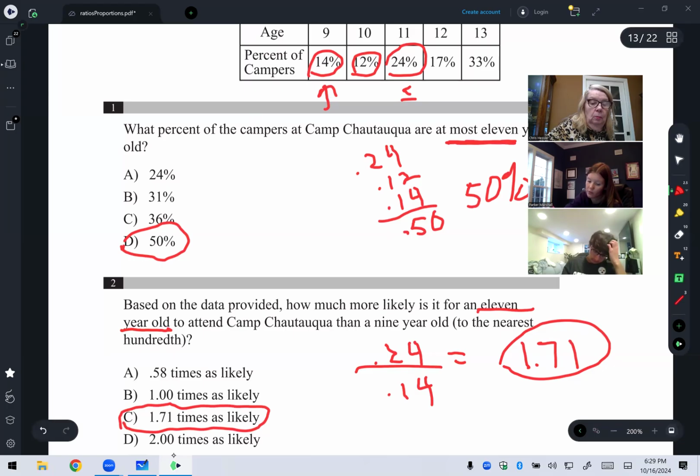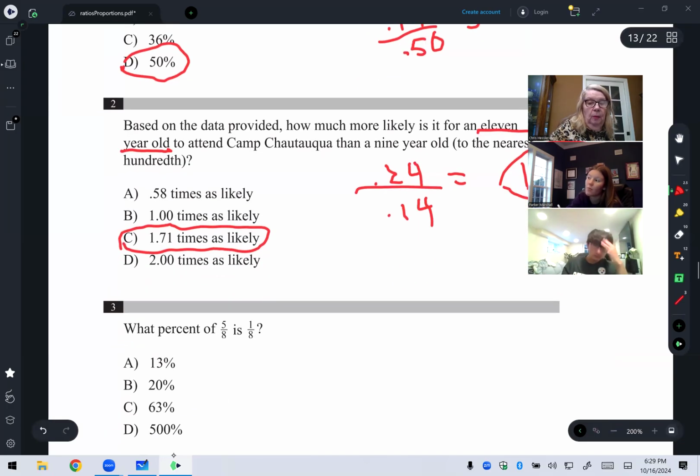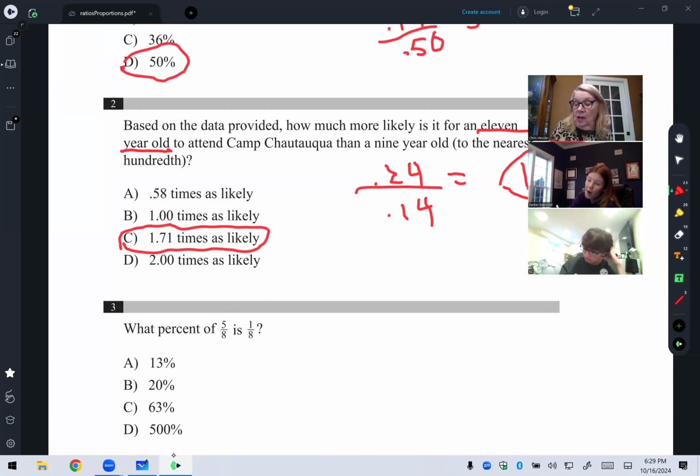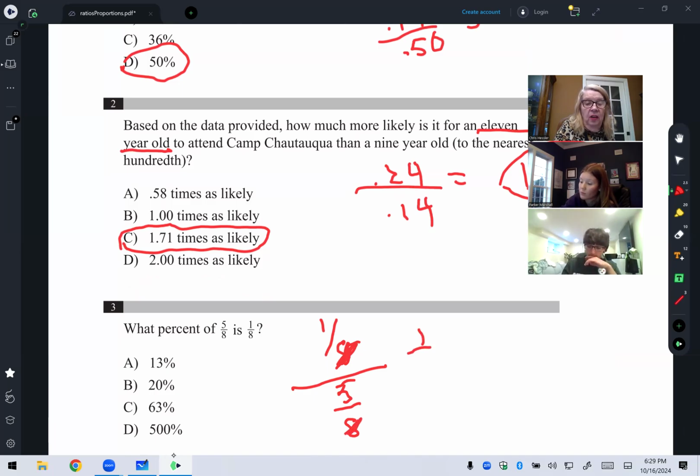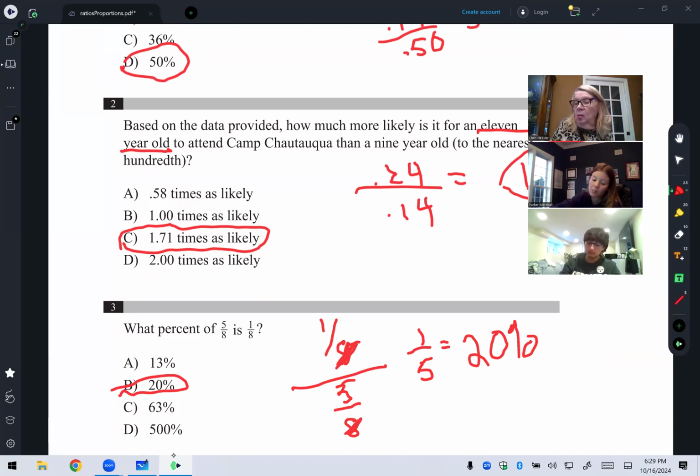Okay. So far, so good. Like I said, this packet isn't too bad. What percent of 5/8 is 1/8? So we can divide by the 8. 1/5 would equal, put it in the calculator, and it's going to be 20%. So no matter what they give you, we got you covered.